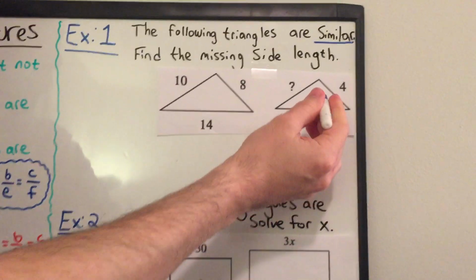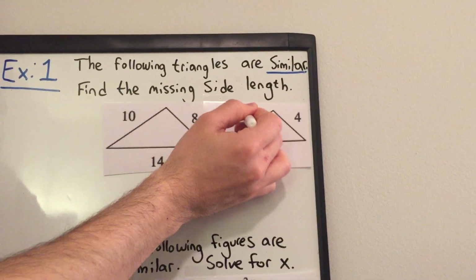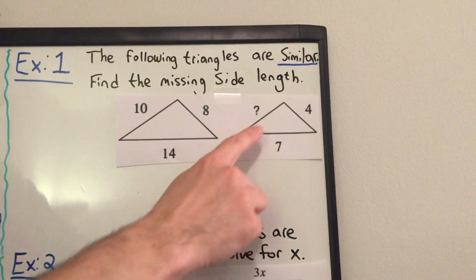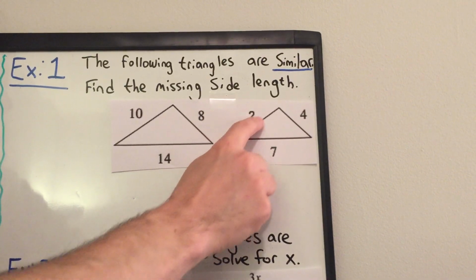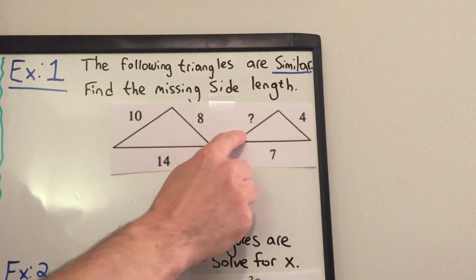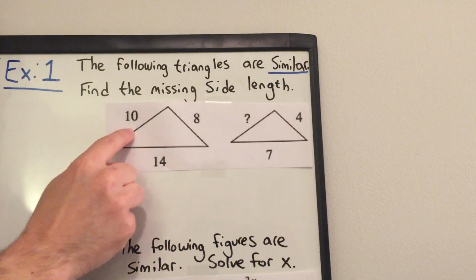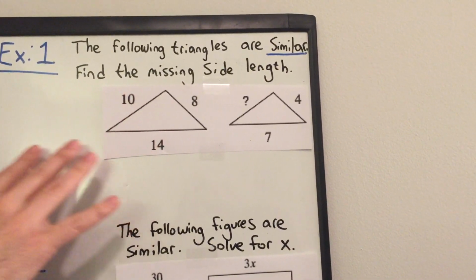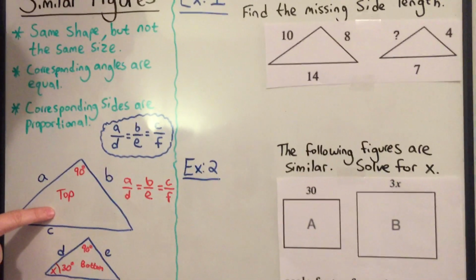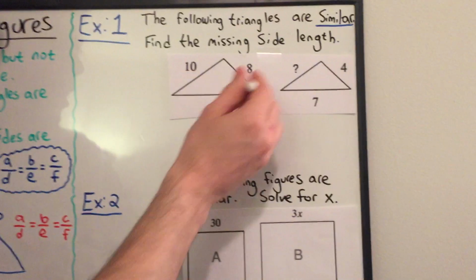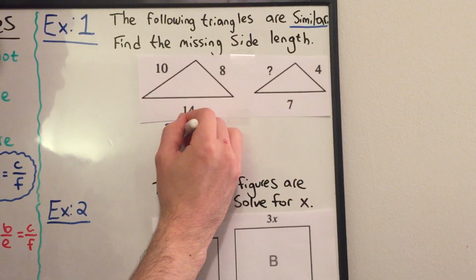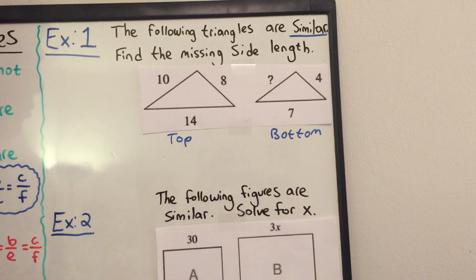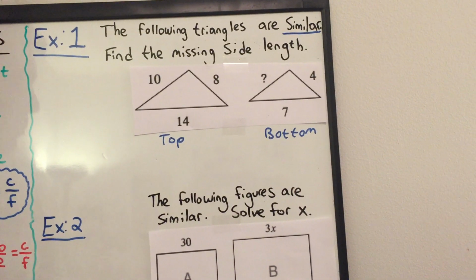Now, I already know that I need to find the question mark right here, which means I need to use the question mark and the side that corresponds with this question mark. Well, the side that corresponds with the question mark would be 10. Now, before I figure out what I need to do, I need to figure out which one is going to be my top figure and which one's going to be my bottom. I'm just going to call this one the top one and this one the bottom one. If you want it to be different and change it, that's fine. You'll still get the same answer.